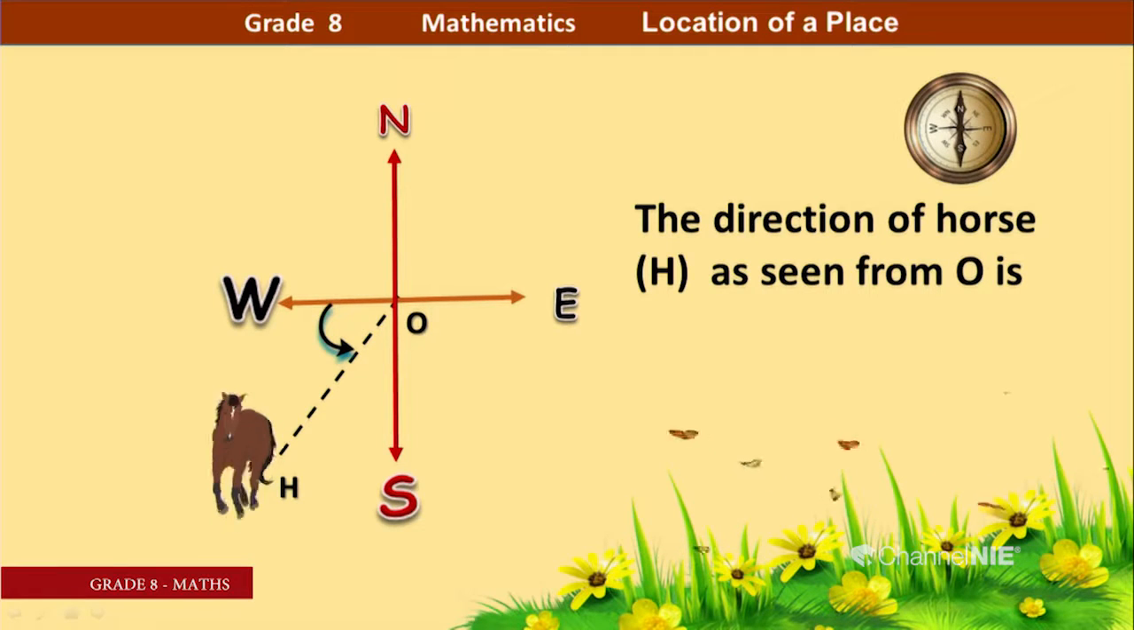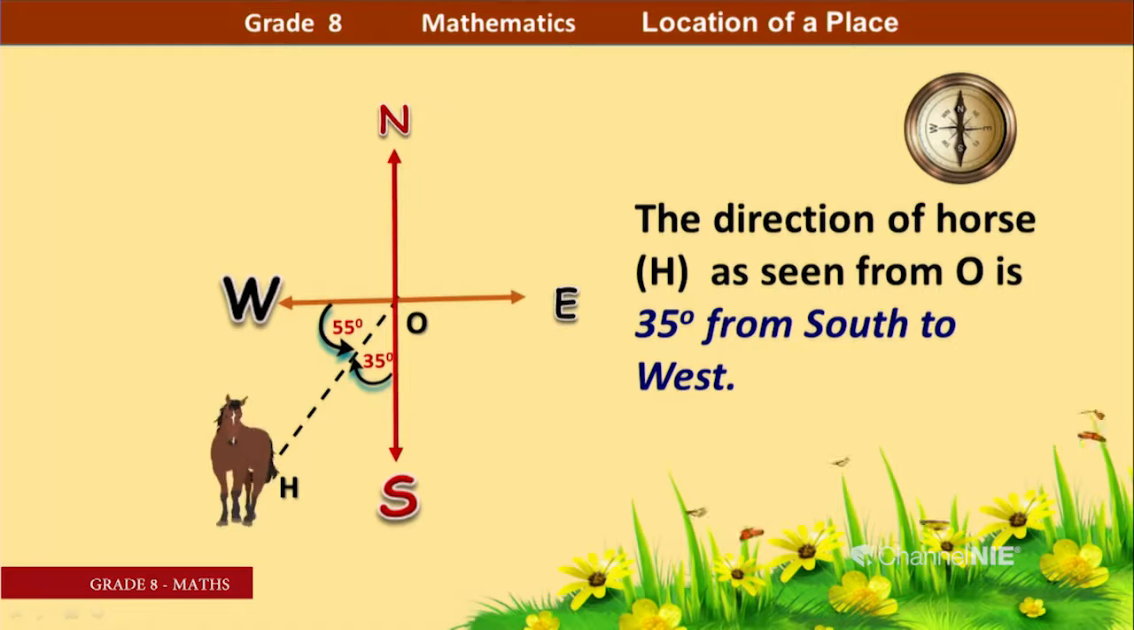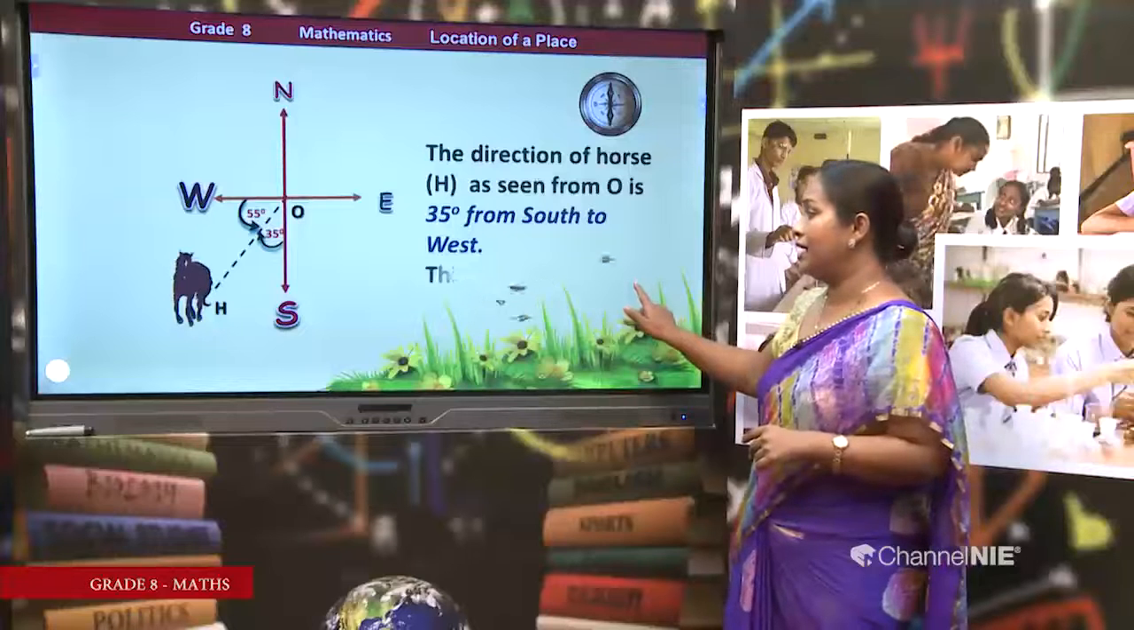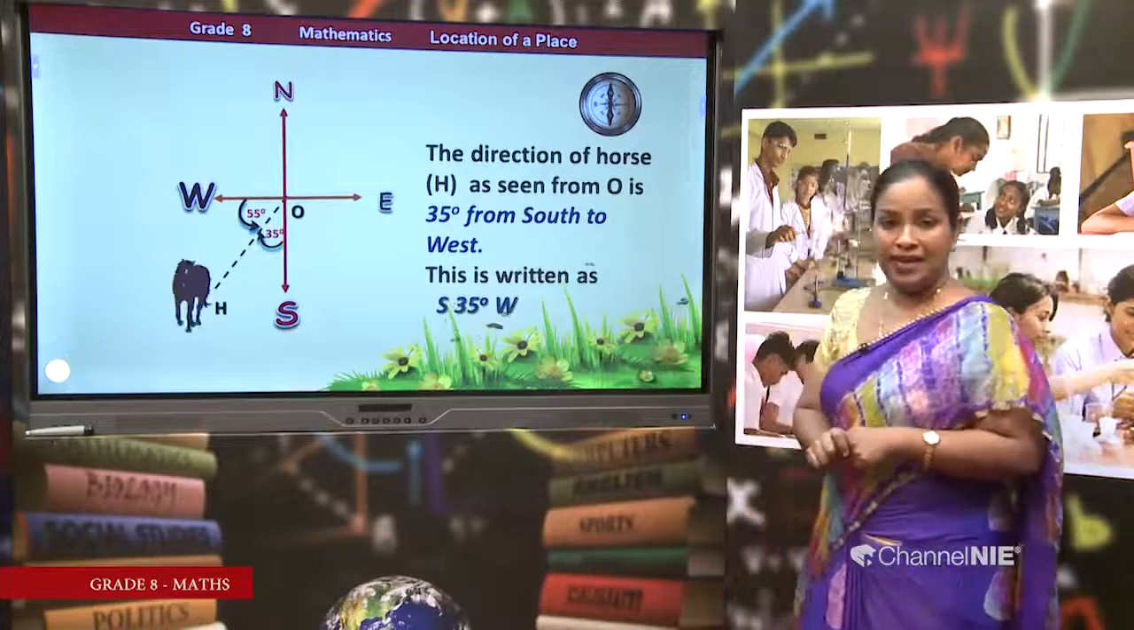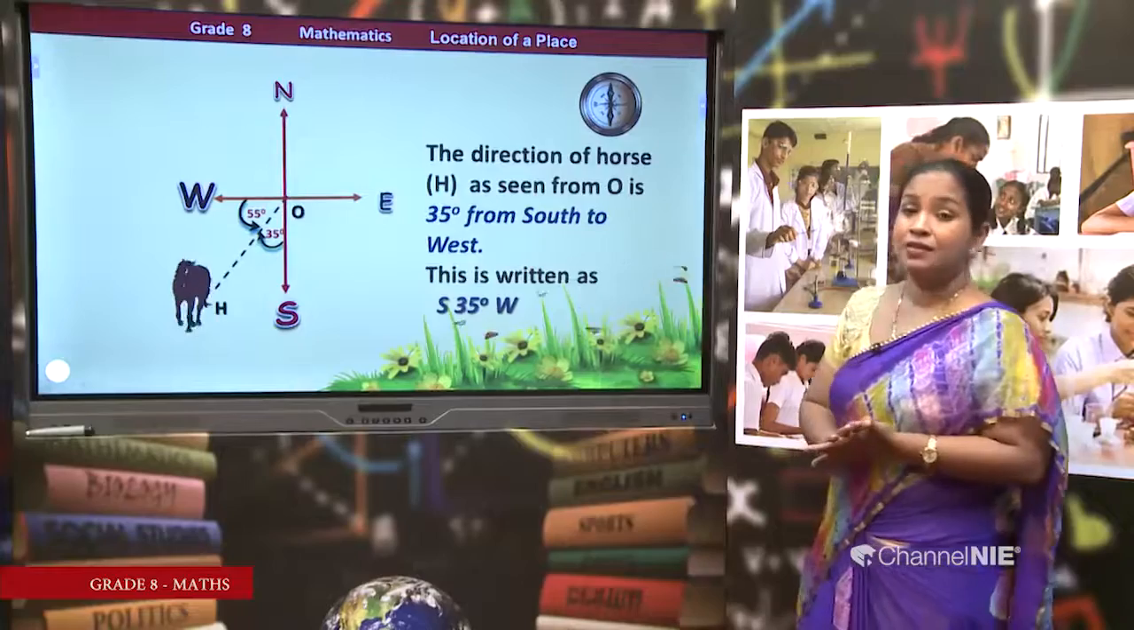So, we can measure the angle either from the west direction or from the south direction. What to do now? Which angle do you take? Which one is the suitable one? Which one is the correct one? Yes, I mentioned earlier, even though it can be measured from west or south, we have to give the priority to the south direction. So, the correct angle to represent the direction here is the angle measured from the south direction. So, we can say the direction of the horse as seen from O is 35 degrees from south to west. How do you write that in short? You write capital S 35 degrees capital W.